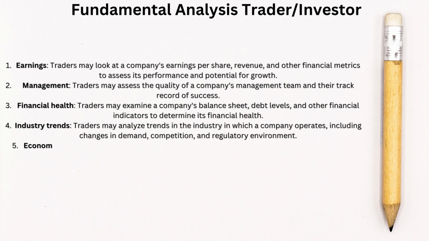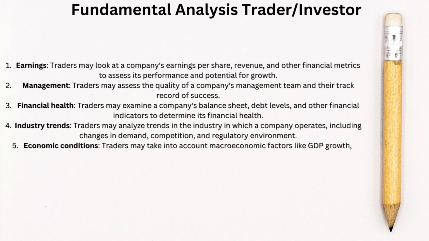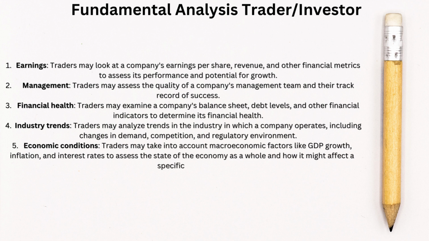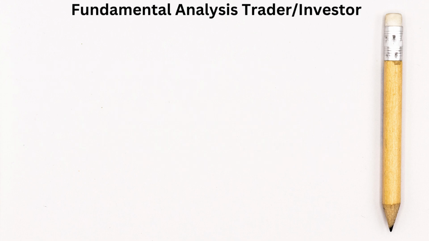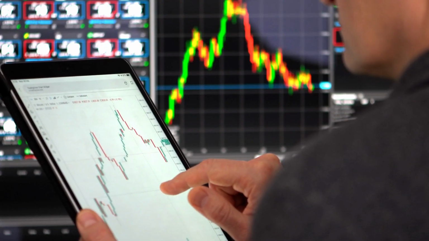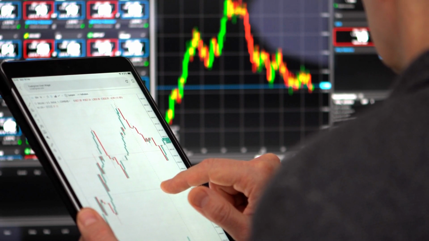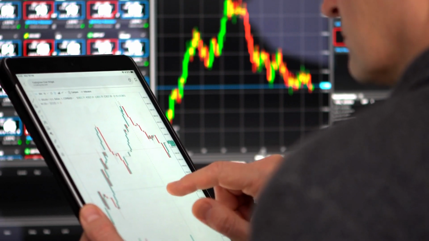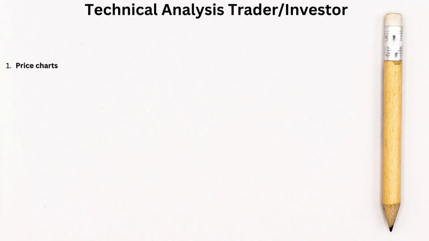And number 5, economic conditions. Traders may take into account macroeconomic factors like GDP growth, inflation, and interest rates to assess the state of the economy as a whole and how it might affect a specific asset. Technical analysis, on the other hand, is all about reading a chart and understanding price movements. Some things that technical analysis traders might look at include: number 1, price charts.